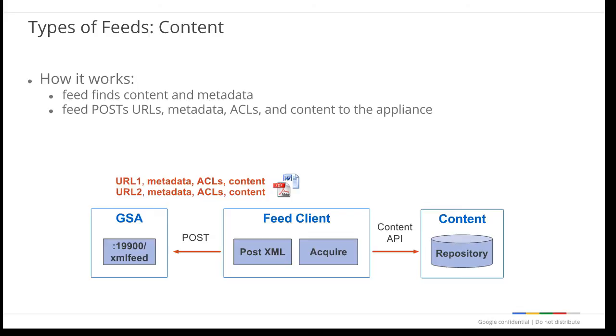As with a metadata and URL feed, the content feed URLs need to match a follow and crawl pattern, even though the GSA isn't actually crawling them. If the content, metadata, or ACLs change, you will need to rerun your feed. Because the GSA isn't crawling the URLs, it doesn't have any way to know that they've changed.